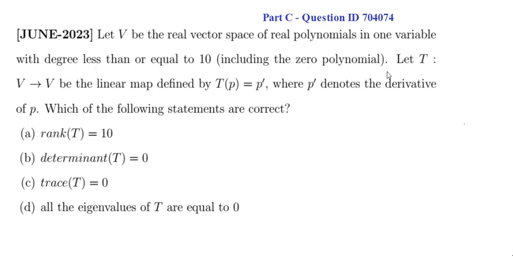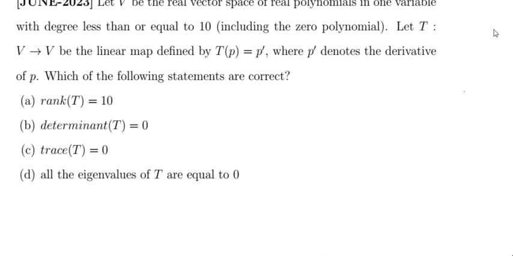less than or equal to 10. Let T from V to V be the linear map defined by T of P equal to P dash, where P dash denotes the derivative of P. Which of the following statements are correct? So here the mapping T is defined like this: T is from V to V and T of P is equal to P dash.